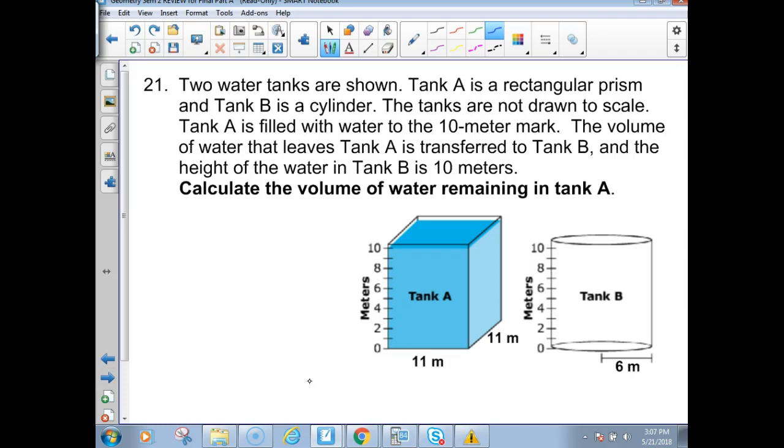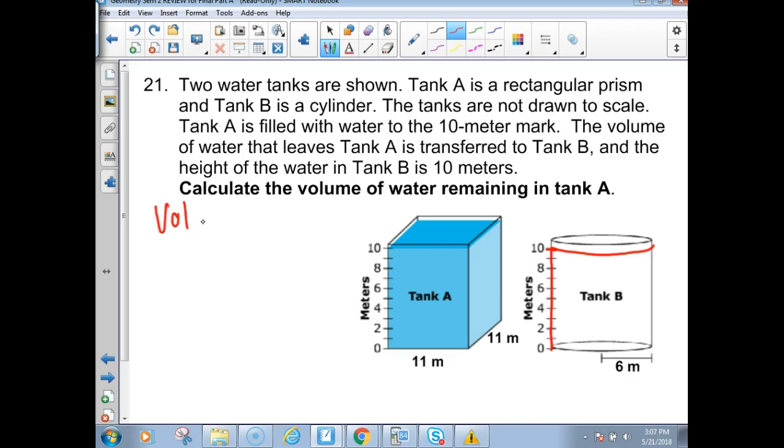Okay, this is a hard one, and this one's like 3 points on the final. So it's not hard, it just looks hard. Why it isn't hard is, do you know how to do the volume of a box? Do you know how to do the volume of a cylinder? It says the tanks are not drawn to scale. Tank A is filled with water. The volume of the water that leaves tank A is transferred to tank B, and the height of the water in tank B is 10. We're going to go up to 10 in this tank. So we're going to fill that up, and then it says, calculate the volume of the water remaining in tank A. All right, so let's just figure out these volumes.